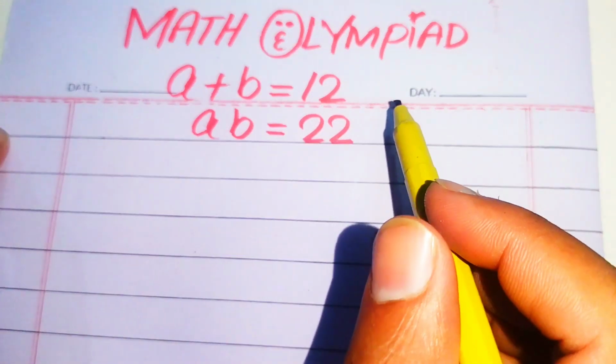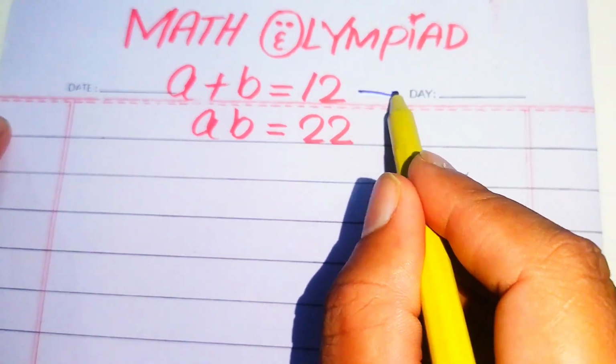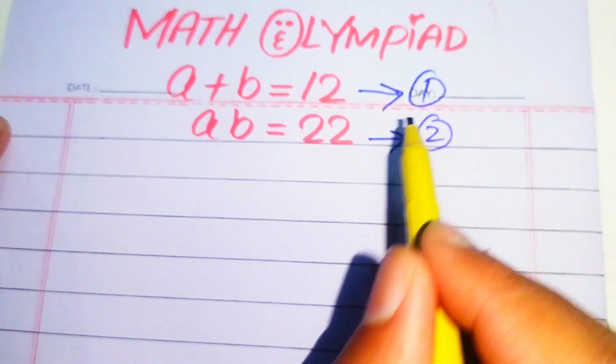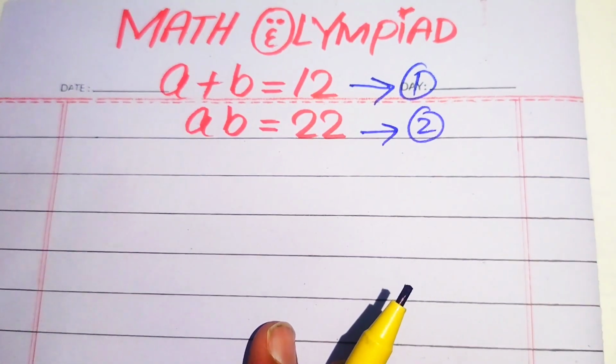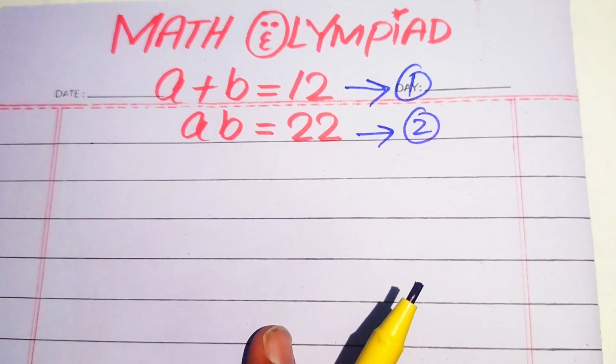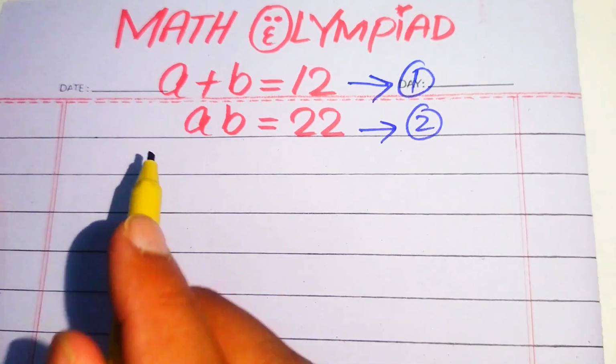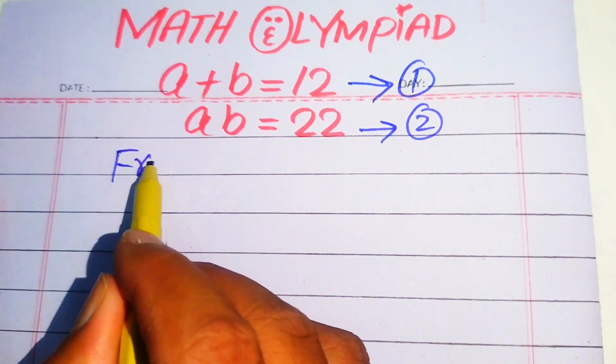So here the very first step we are going to do is, we call this our equation number 1 and we call this our equation number 2. Now, in order to find the values of a and b, we need to solve these two equations. So first we focus on equation number 1.